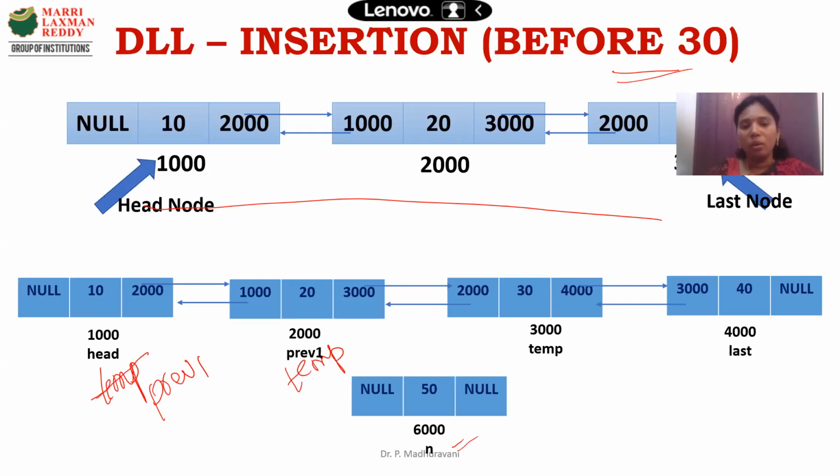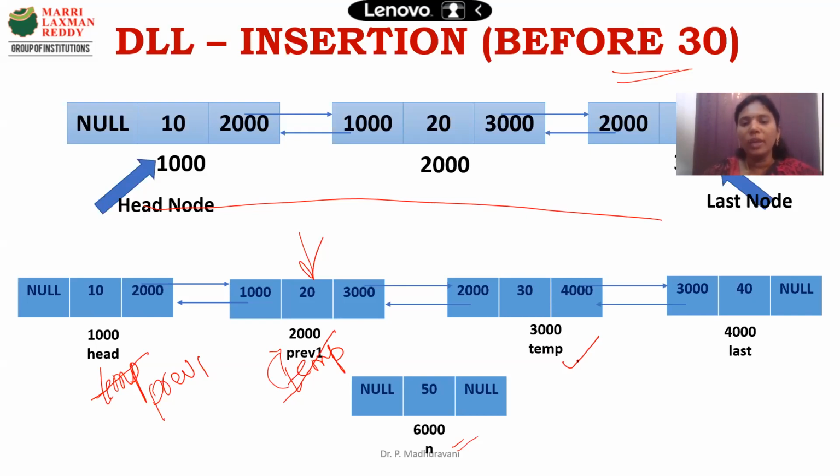Now, what is temp arrow data? Now, the temp arrow data is 20, which is not equal to 30. Then again, I'll move temp from this location to this location. Whenever I'm moving temp to the next location, I'll store the earlier temp information into the variable previous. Now, here, what is the temp arrow data? The temp arrow data is 30, which you are searching for. Then you stop moving the temporary pointer.